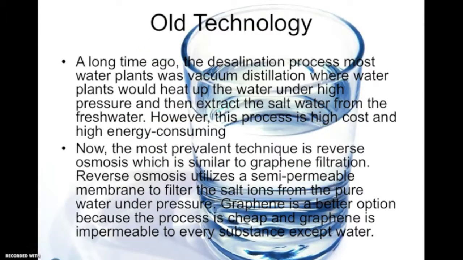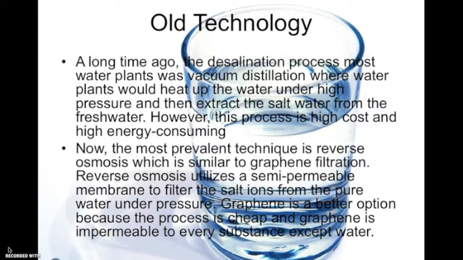Some of the old technology that was used for desalination was vacuum distillation and a process called reverse osmosis. A long time ago, the desalination process that was most prevalent was vacuum distillation. That's where water plants would heat up the water under really high pressure and then extract the salt water from the fresh water. However, this process was really high cost and high energy consuming.